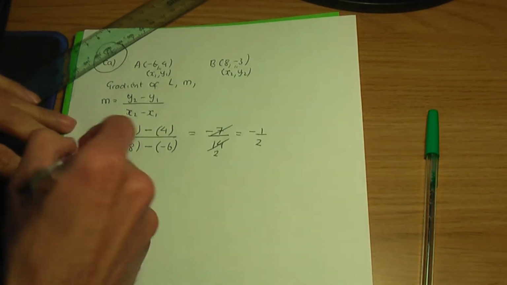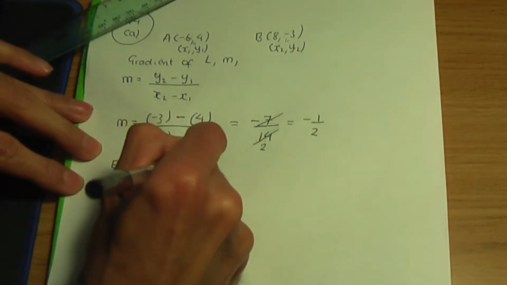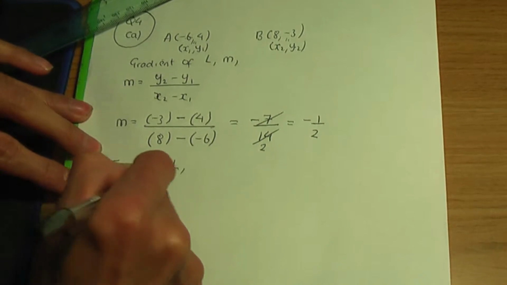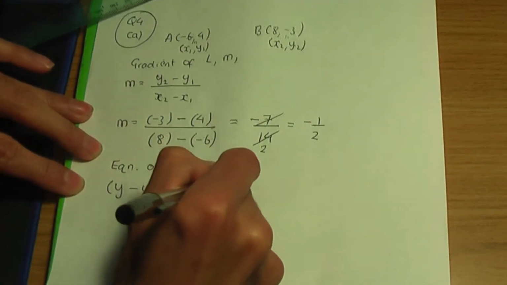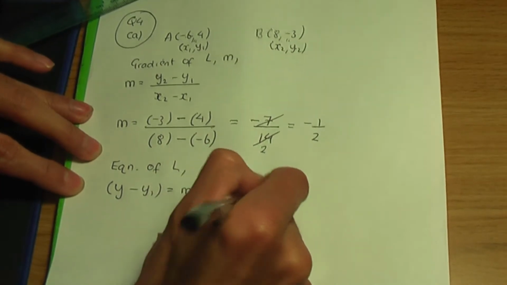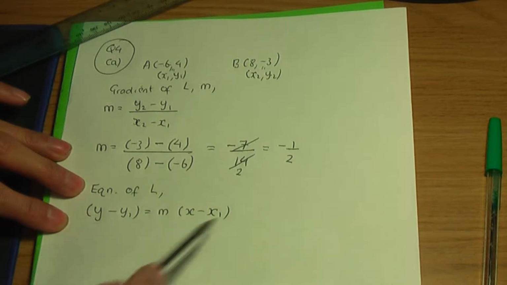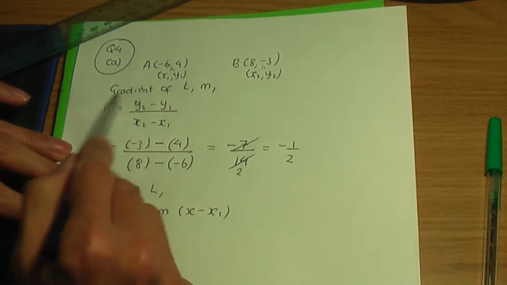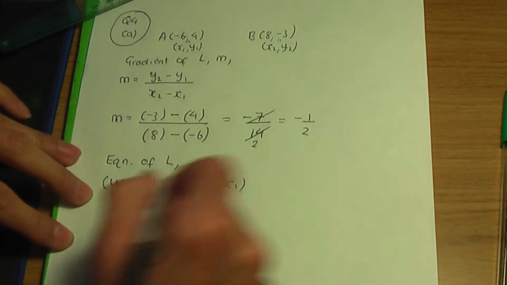To work out the equation of the line L, we can use this formula for the line: y minus y1 is equal to m times x minus x1. If you're unaware about this formula, or the formula for working out the gradient, I have created videos on coordinate geometry, and I'll provide a link to these videos in the description below. Let's move on from there.